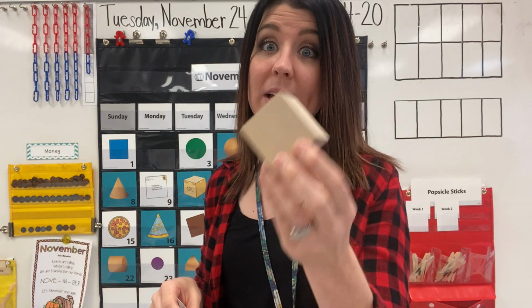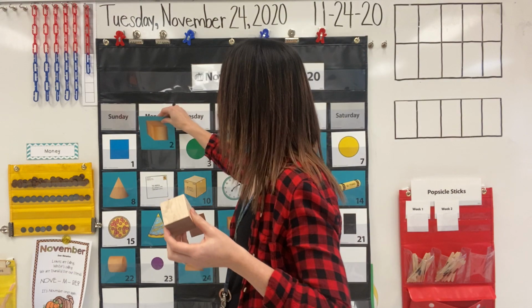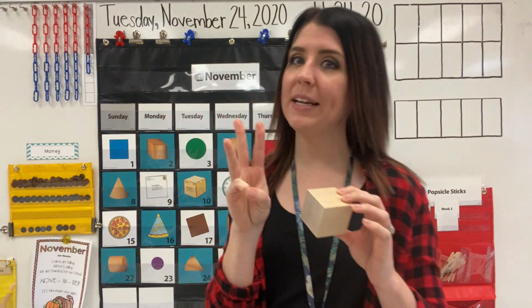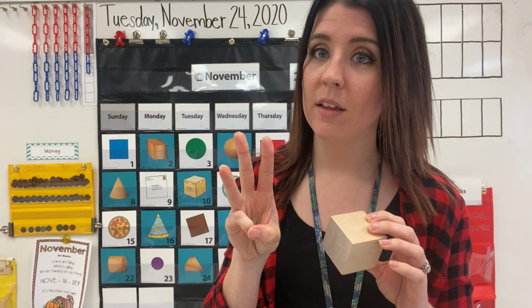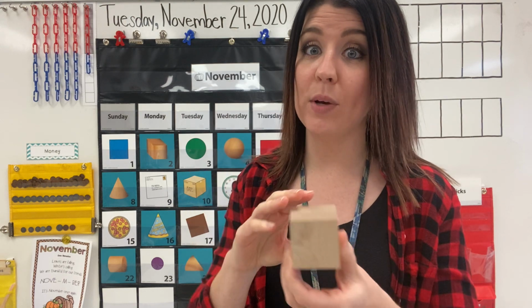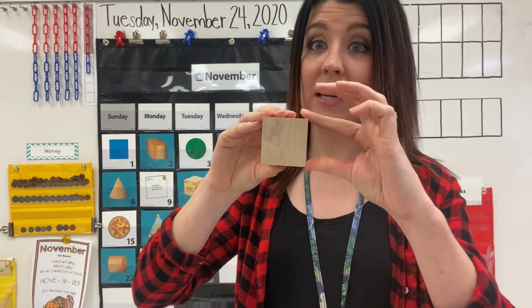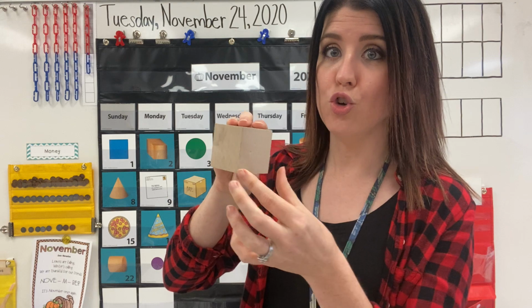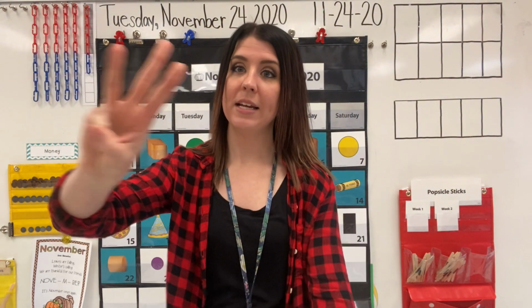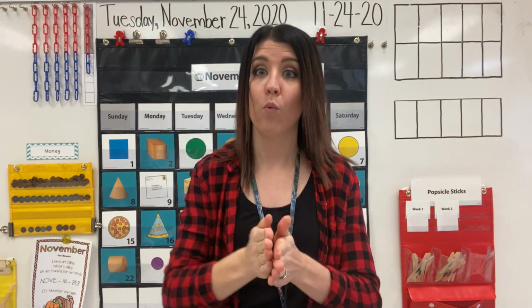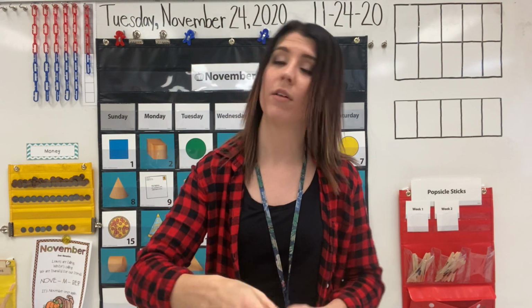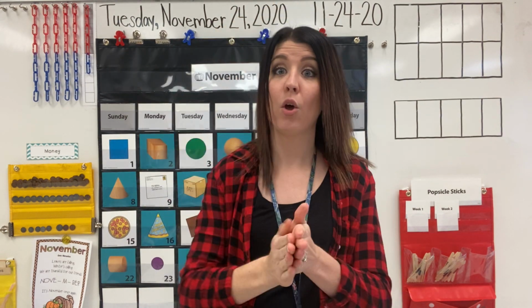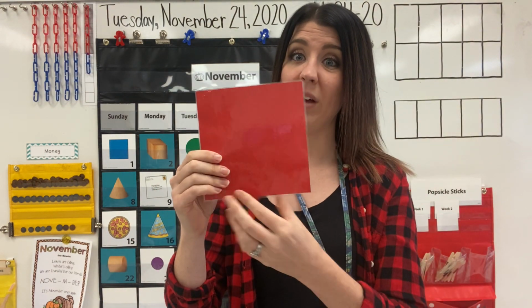So our cube is 3D. Say 3D. Do you remember what 3D is short for? It's the 3 dimensions that we can measure. We can measure height, width, depth. Say it with me. 3D has height, width, depth. 2D only has height and width. There's no depth. Only 2.